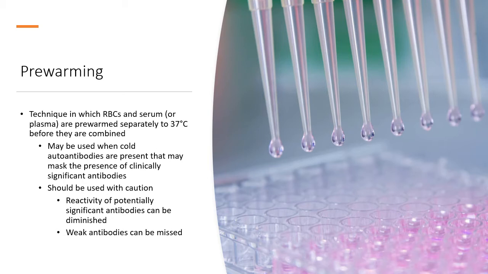Now you can see what else is there, because normally the cold antibodies are not significant. So we use this when autoantibodies are present that can mask clinically significant antibodies. But you have to be careful, because when you do this, sometimes you can get rid of a weak antibody that you were trying to pick up on, and you don't want to do that. So it's best to run the antibody screen first, and after you have gotten your results, go back and do a pre-warm. That's normally what we do.